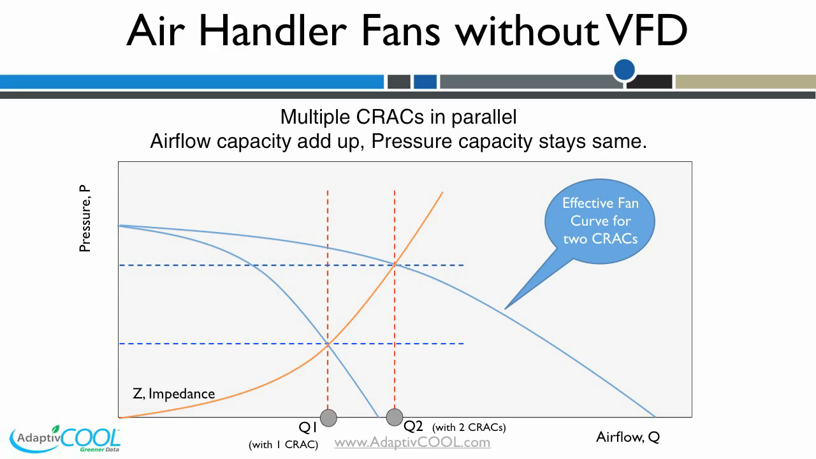Even though the airflow capacity of the two CRACs is twice that of a single one, the airflow reaching the perforated tile does not double with two CRACs. If the airflow required to cool a rack is less than Q2 but more than Q1, then both CRACs need to be operated and the extra airflow will be wasted.